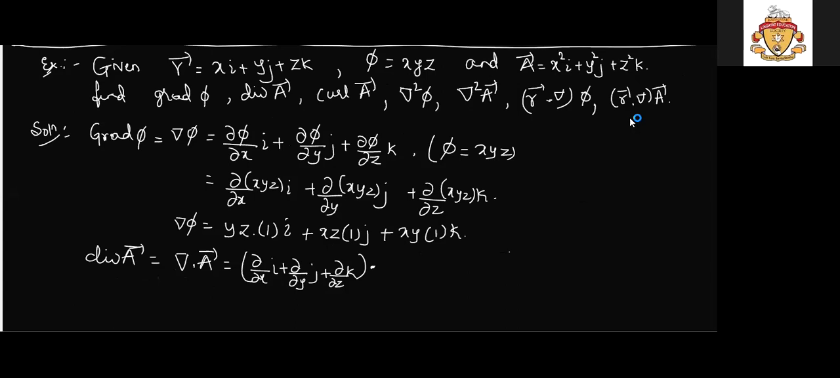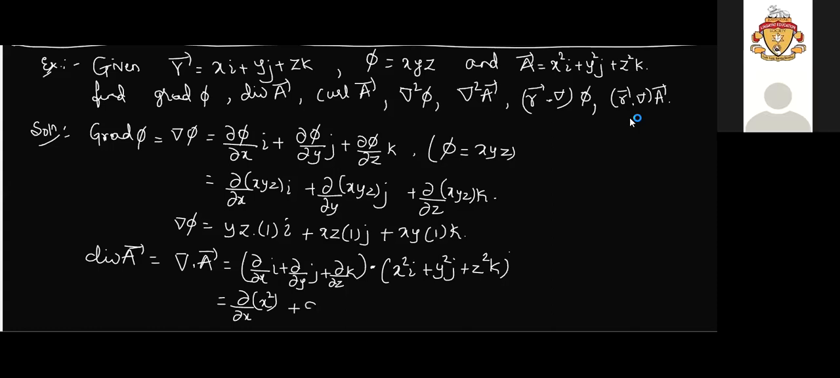What is my vector A? It is x square i plus y square j plus z square k, which is given. Now just find the dot product of this, which means we multiply the corresponding coefficients, like a1 b1 plus a2 b2 plus a3 b3. It is dou by dou x operating on x square, plus dou by dou y operating on y square, plus dou by dou z operating on z square.